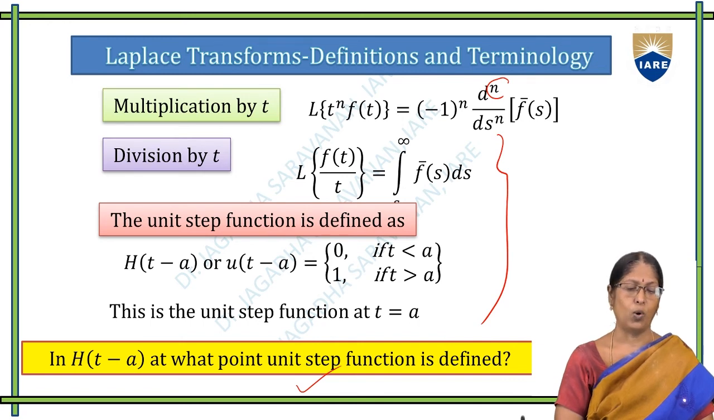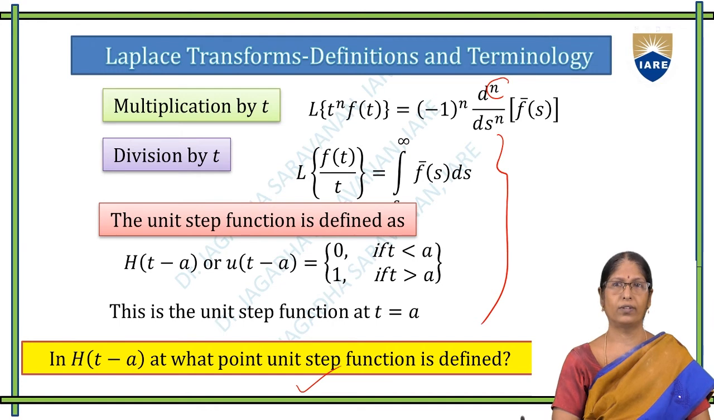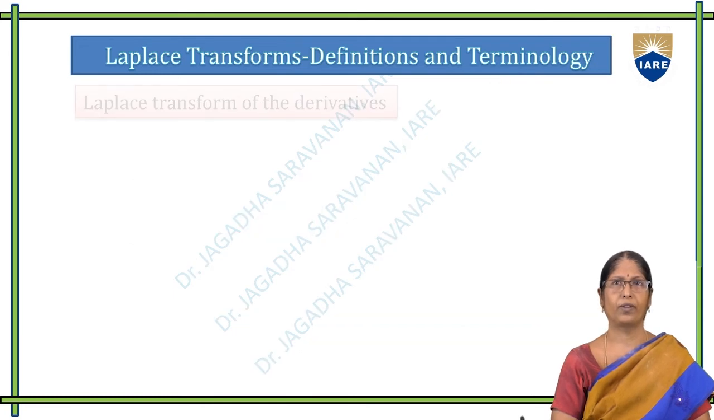That is, for h of t minus a, at what point is the unit step function defined? At the point a. So like this, very short questions are also a possibility.